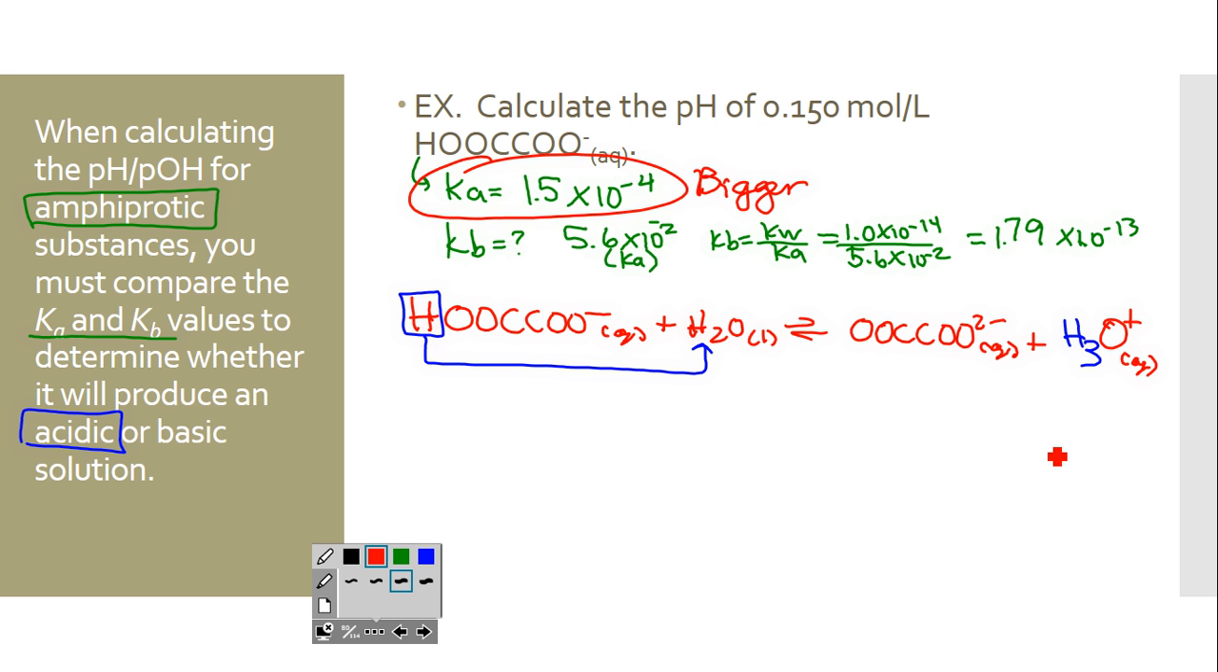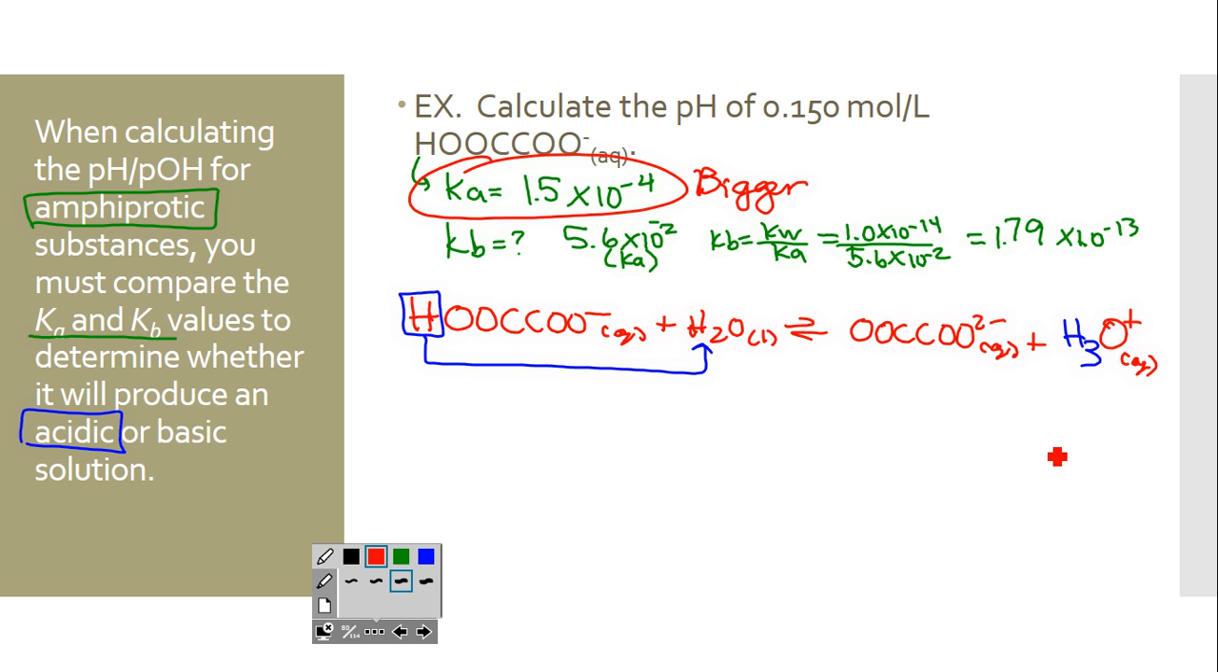Now, it's not often that you have to decide for an amphiprotic substance whether it's going to act as an acid or a base, but if you do, that's how you decide. Figure out whether Ka or Kb is bigger. Ka you get from the line where it's an acid. Kb you calculate from the line where it's a base. Now, does anyone want to ask any questions about that part so far?